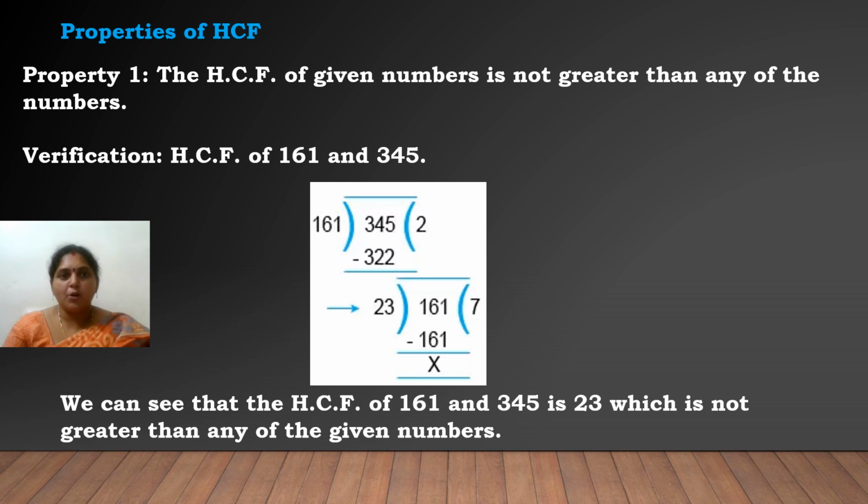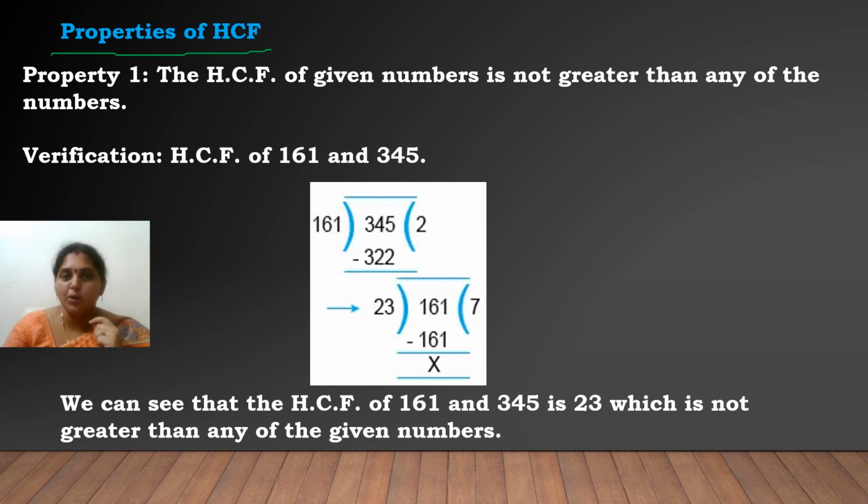Now we will see properties of HCF. Properties of HCF means the number is not greater than any of the numbers. The number which you are dividing, at the last we will be getting one prime number, and it will be not more than the numbers we have taken. We will see how we are going to do that.